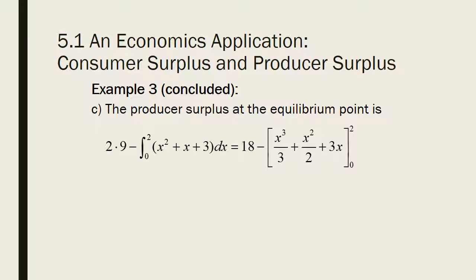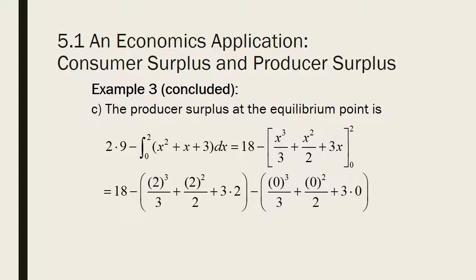The producer, same song, second verse. We're going to do the same thing. We're going to use the producer surplus formula. So it's 2 times 9 minus the integral from 0 to 2 of the supply function. Take the antiderivative, put all the numbers in. You get 22/3, which is about $7.33. So both parties have a surplus.